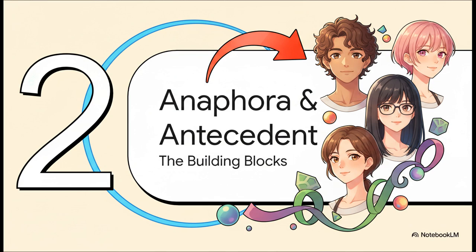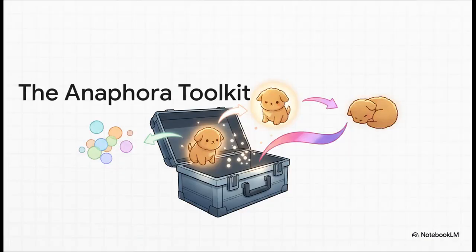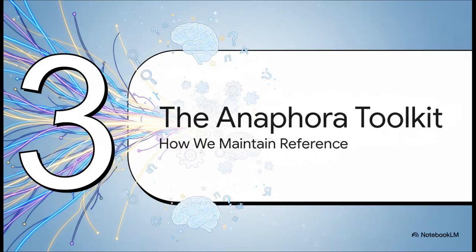Now, let's take a look at the actual tools language gives us to make all these connections. So, we've got a few go-to tools in this Anaphora toolkit. The big one, of course, is pronouns. It, he, she, they. Then there are definite noun phrases. That's just a fancy way of saying we change a puppy to the puppy to show we're talking about the same one. We can even get a little creative and use related nouns, like calling that same puppy the little dog. See? Easy. So, those are the tools.